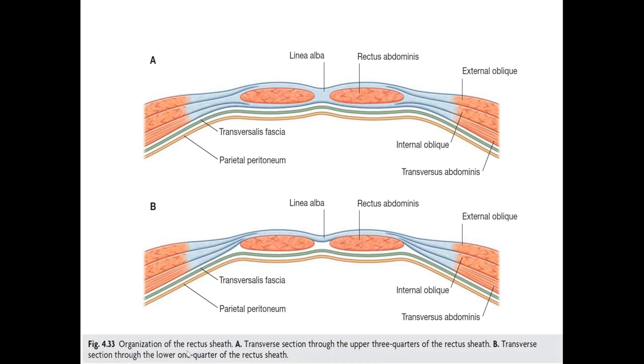Here we have transverse sections, A and B. A is a transverse section through the upper three quarters of the rectus sheath. Here is the linea alba, and this is the rectus abdominis, the external oblique muscle, the internal oblique muscle, the transversus abdominis, and this is the aponeurosis. B is a transverse section through the lower one quarter of the rectus.